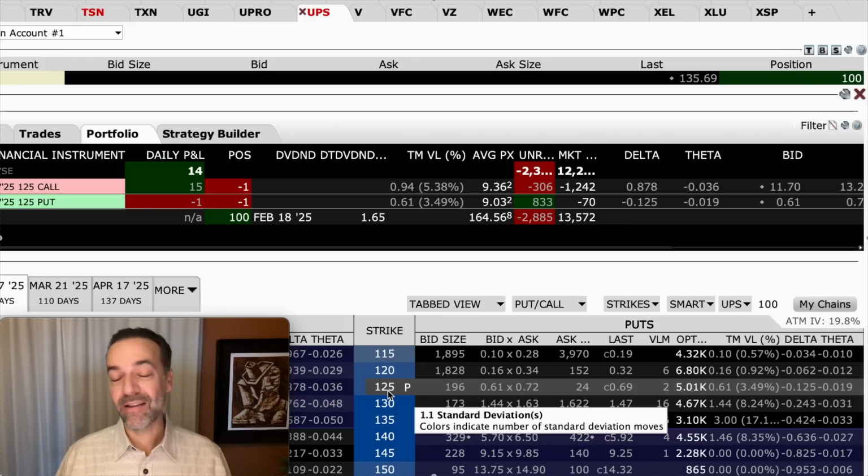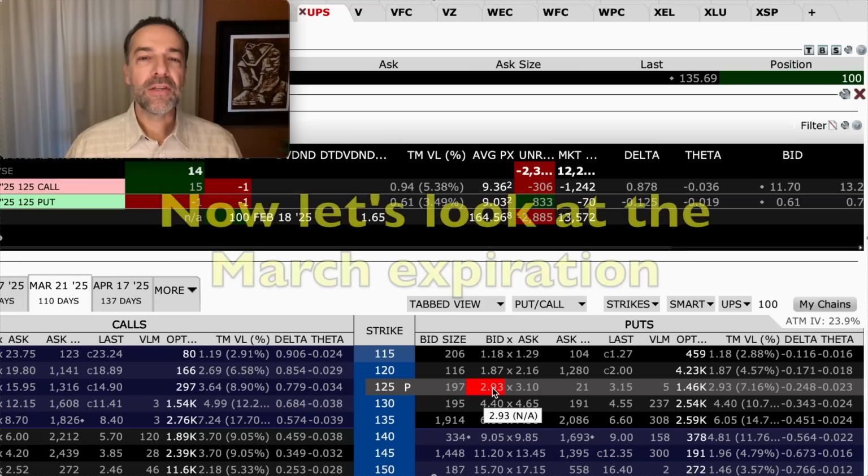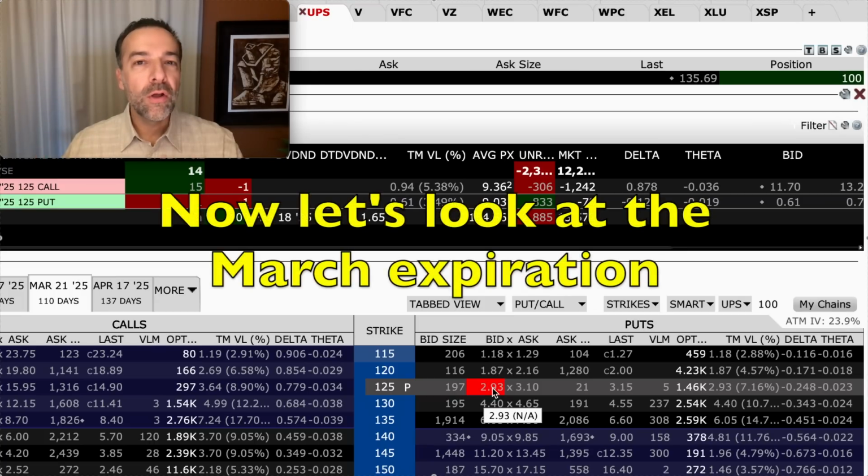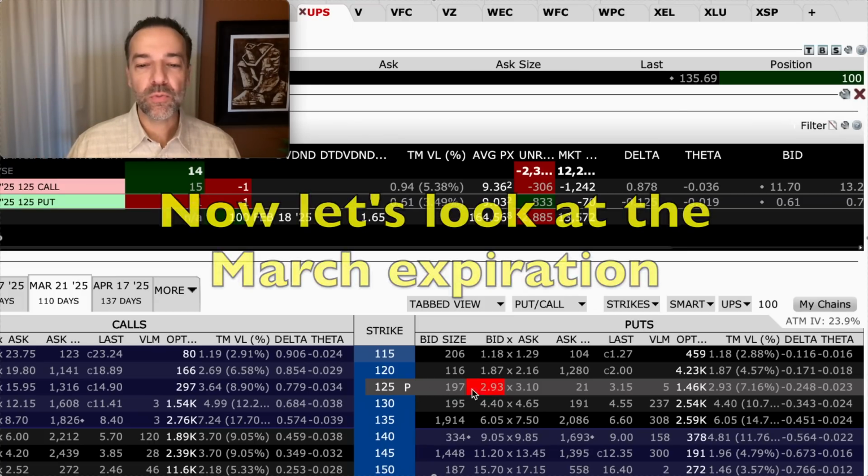Now honestly, that's not that great. So can I do better? Well, here's where rolling an option comes into play. Let's look to see if we can get more money for rolling this option out in time. And here you see that 125 strike price.